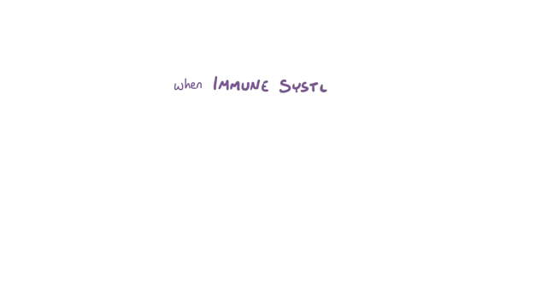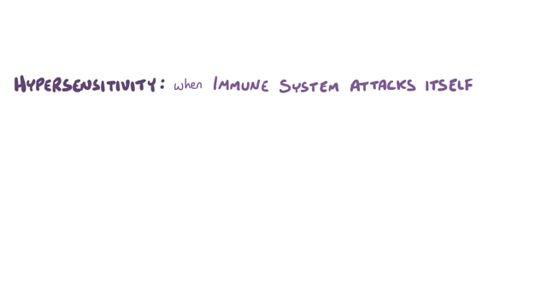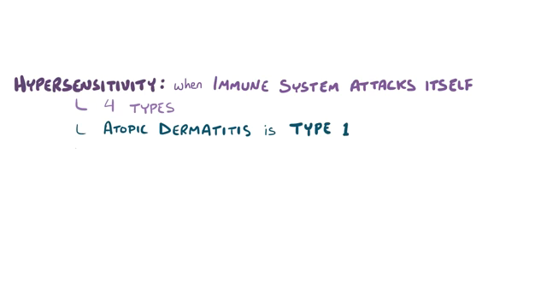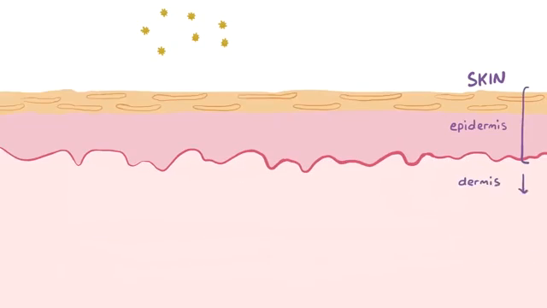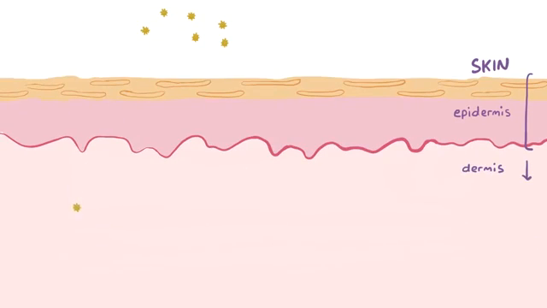When the immune system inappropriately starts attacking itself, we call that a hypersensitivity reaction, and there are 4 types. Atopic dermatitis is a type 1 hypersensitivity reaction, and it starts off with something in the environment called an allergen, like flower pollen. The pollen is able to travel through the slightly porous skin, where it gets picked up by an immune cell in the tissue just below.